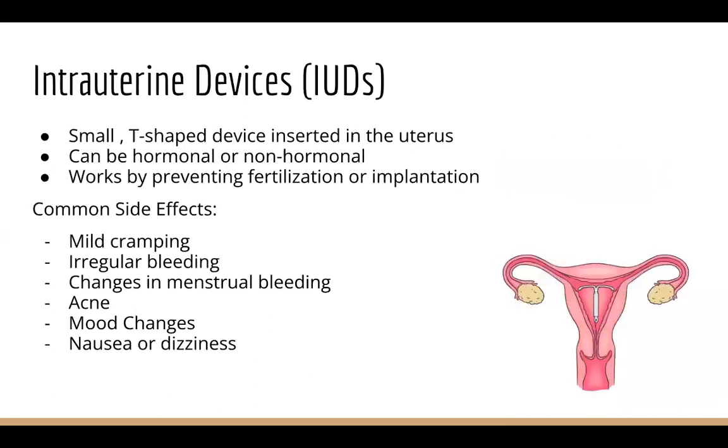Next, we'll be discussing intrauterine devices, or IUDs. They are small T-shaped devices inserted in the uterus. They can be hormonal or non-hormonal. They work by preventing fertilization or implantation. Common side effects include mild cramping, irregular bleeding, changes in menstrual bleeding, acne, mood changes, and nausea or dizziness.